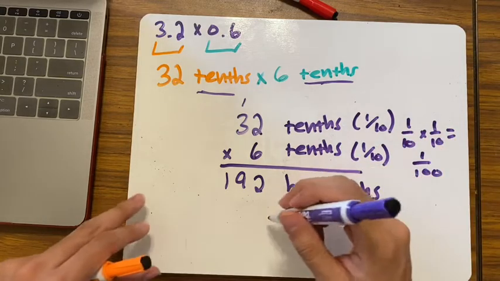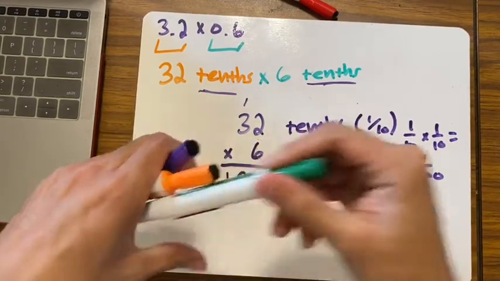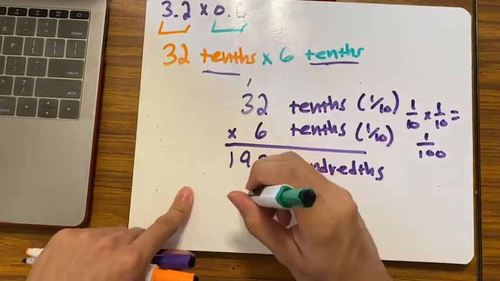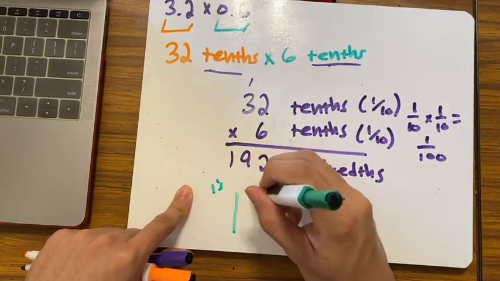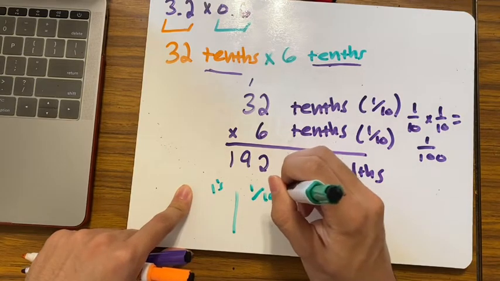And then when we make a place value chart, let's say that I have my ones, my tenths, my hundredths.